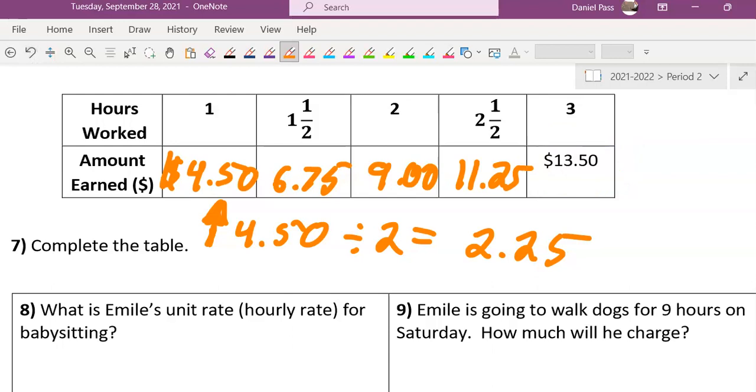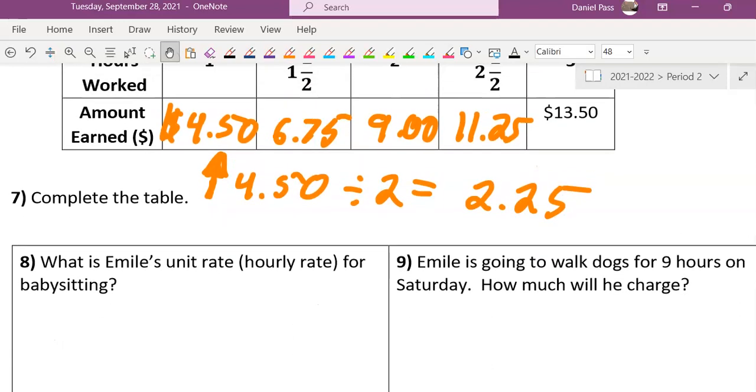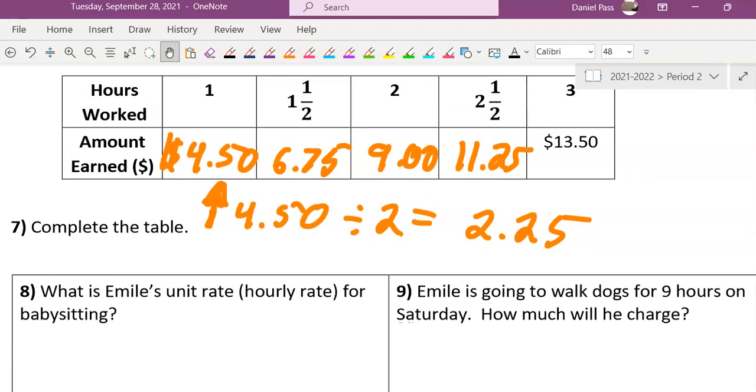All right, Joshua, what you're going to do is stay and do number 8, which you kind of already did anyway. So it's just saying, what is the unit rate, hourly rate? $4.50. Do we agree? That's right. Each hour is $4.50. Let's hear it for Spongebob.